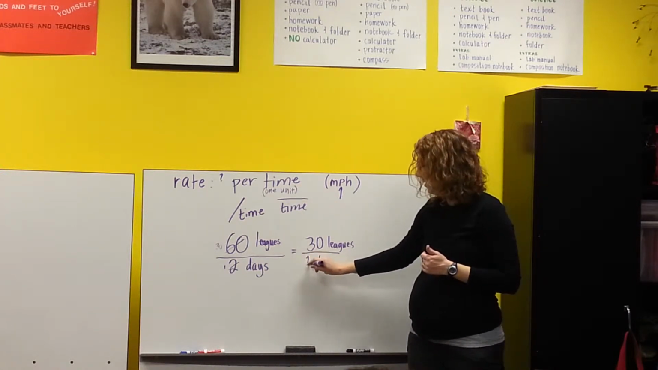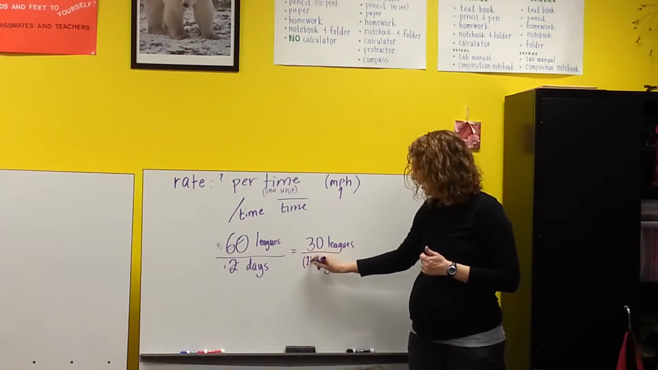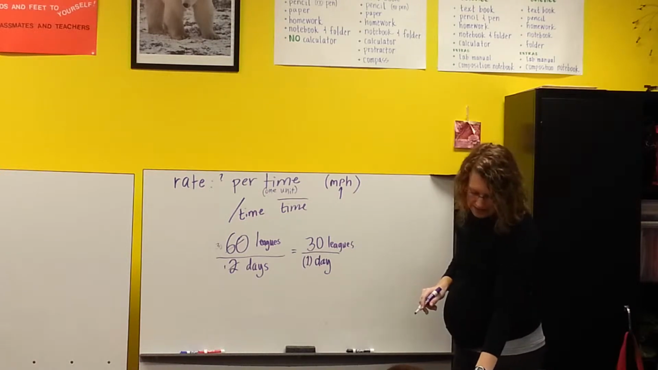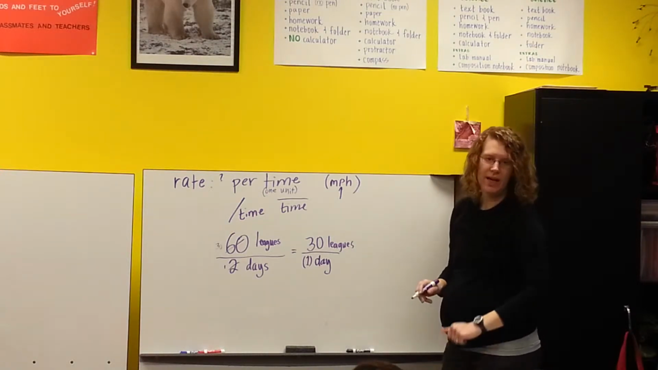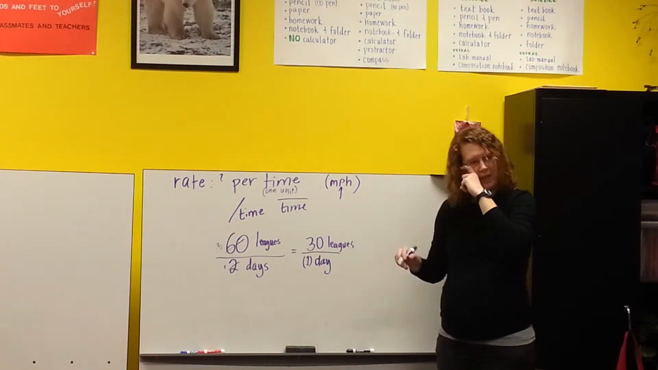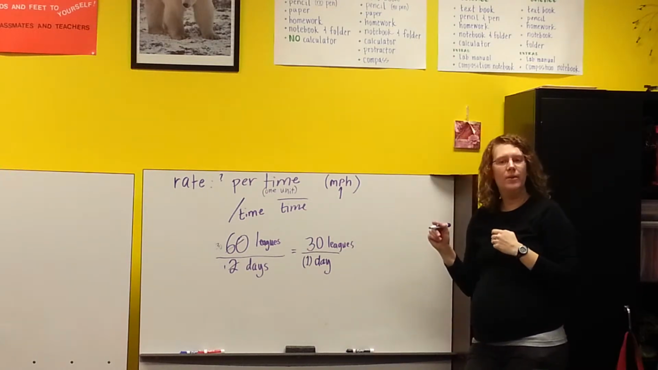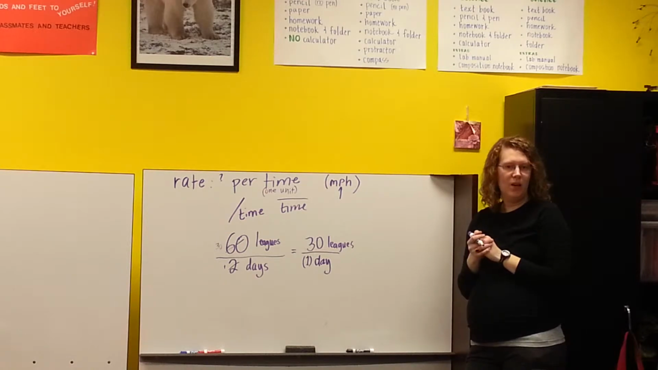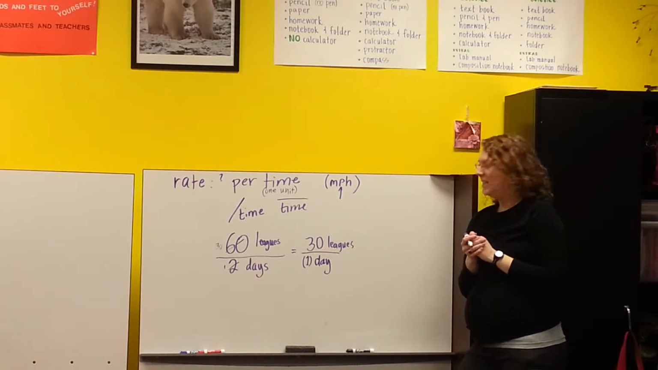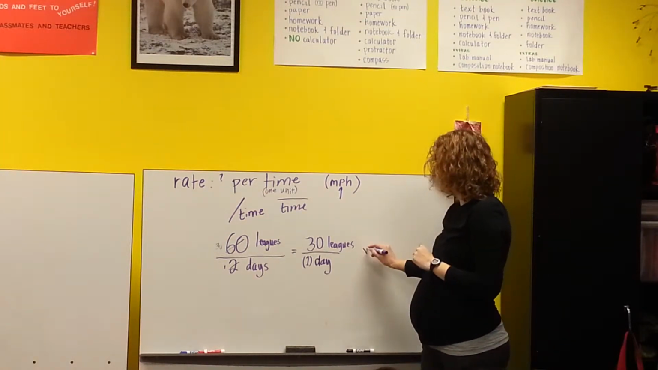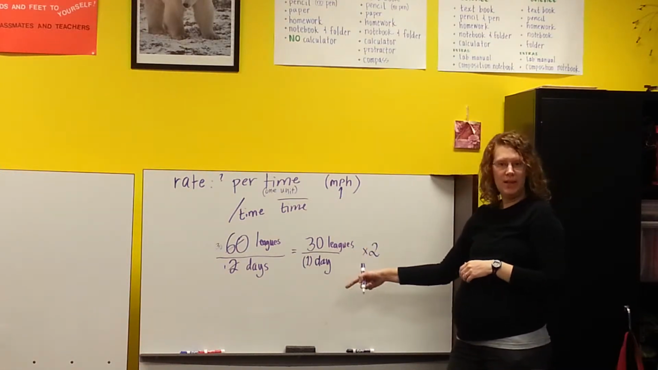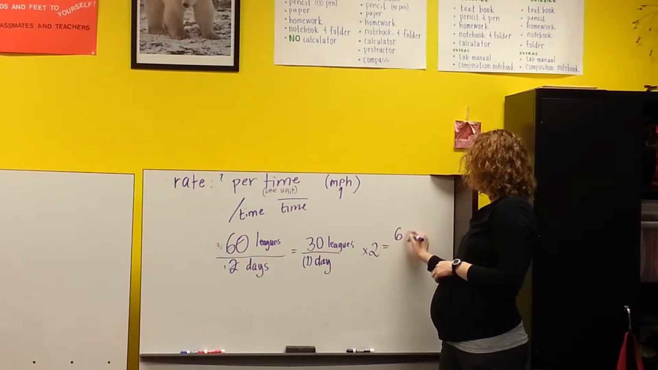Or we can put them in parentheses. Alright? Then it tells us he doubled his rate. So Jamaica, if he doubles his rate now, instead of going 30 leagues per 1 day, and he doubles his rate, how many leagues is he going to go per day? 60. Okay? So doubled really means times 2, right? 2 doesn't have any units, so our units stay the same. So our new rate is 60 leagues per 1 day.